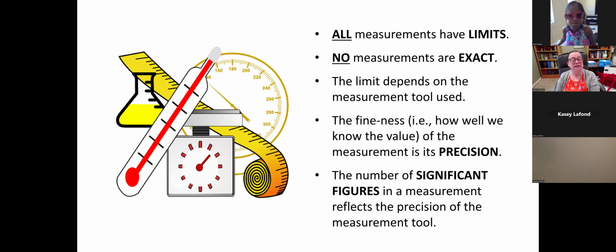All right, so let us reiterate this. All measurements have limits. No measurements are exact. We might know them really well, we might have a lot of digits in them, but they're not exact. It depends on what tool we use. So when we go into lab to do measurements, there's going to be a different answer to how many digits I should have. It depends on what equipment we use. How well we know that value is the precision. And the number of significant figures tells us, if we have more significant figures, it means we had a more precise measurement.